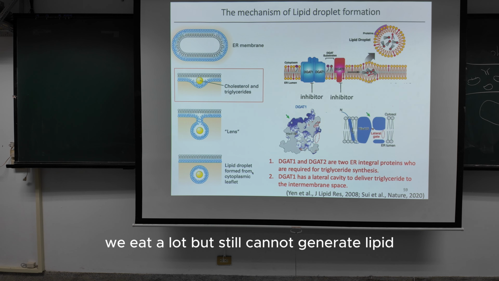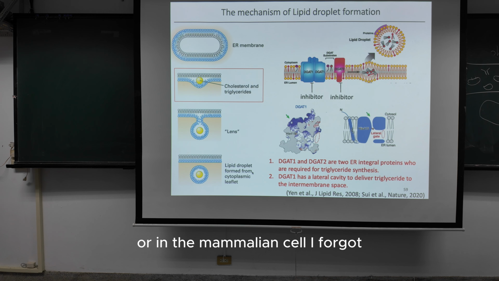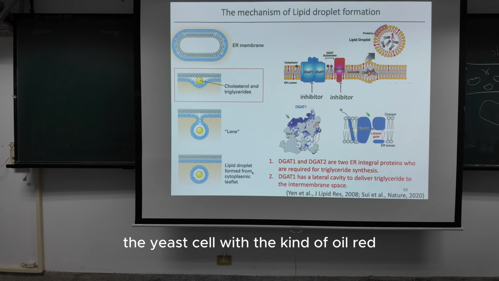So they wanted to find the key enzyme that synthesizes lipid. And if they can find it, they can design an inhibitor. So before you eat the food, you just take those inhibitors, and you can eat without synthesizing too much lipid. That would be the perfect situation, right? That was their motivation to find the key enzyme for lipid synthesis. So they conducted this experiment in yeast or in mammalian cells, I forgot. They incubated the yeast cells with oil red, which stains lipids.